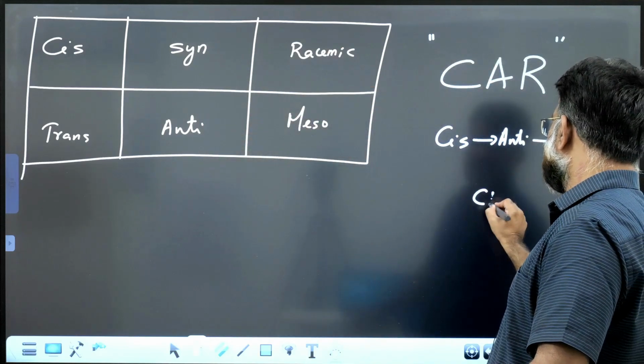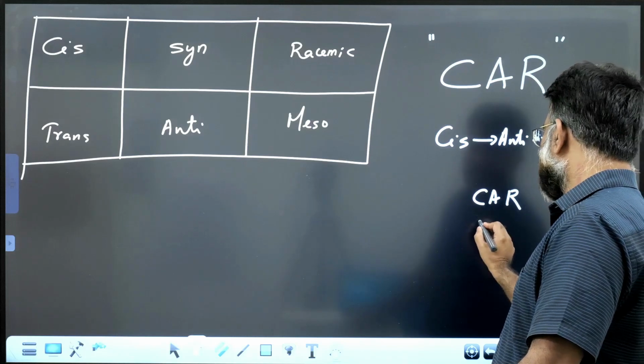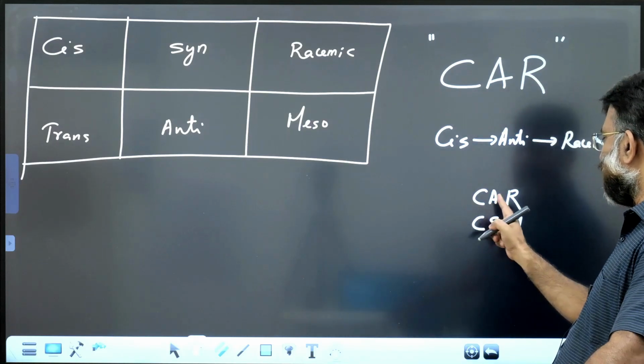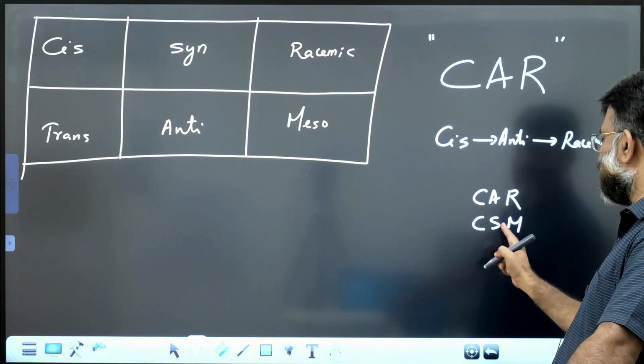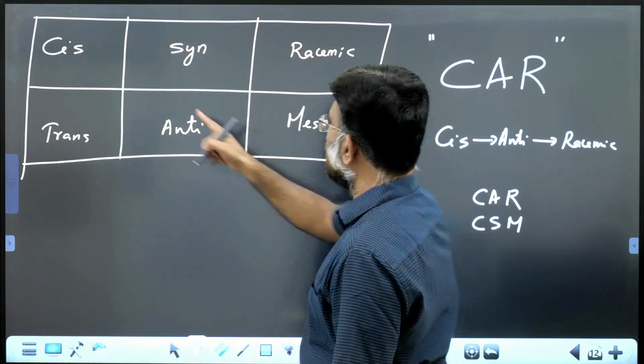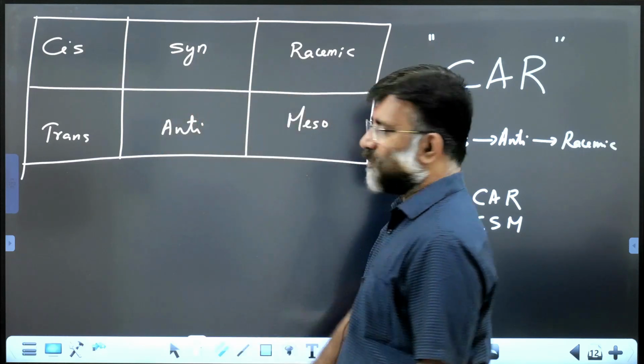So, cis anti racemic, therefore cis syn will be meso. Cis anti will be racemic. Cis syn will be meso. Like that.